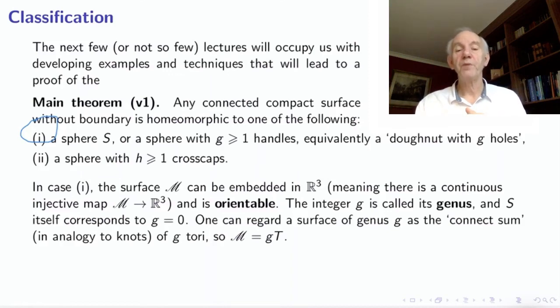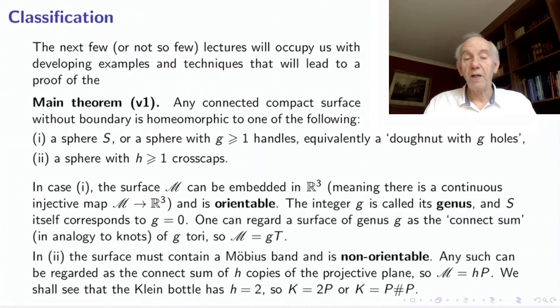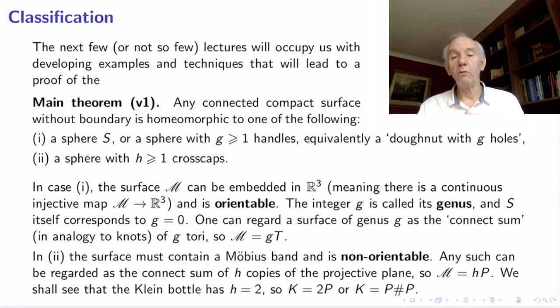So for example, in case 1, we're just saying any orientable surface is a connected sum of a number of tori. And what about the non-orientable surfaces? Well, I've explained that already. You just take a number of cross caps, or that's the same thing as saying you stick together a number of these projective planes and glue them together. And the Klein bottle corresponds to 2 of those.